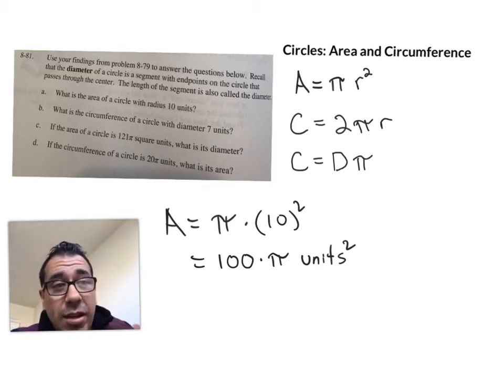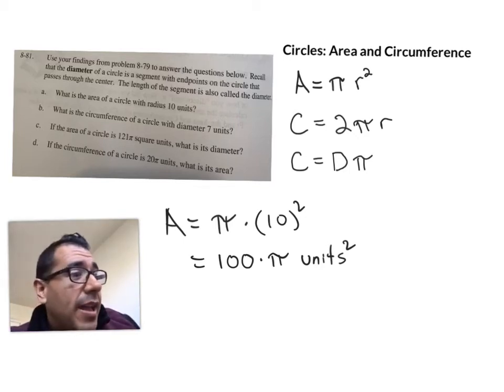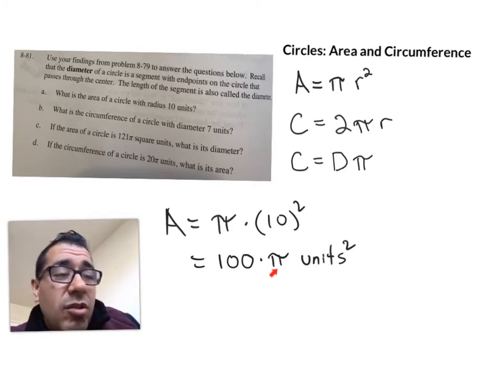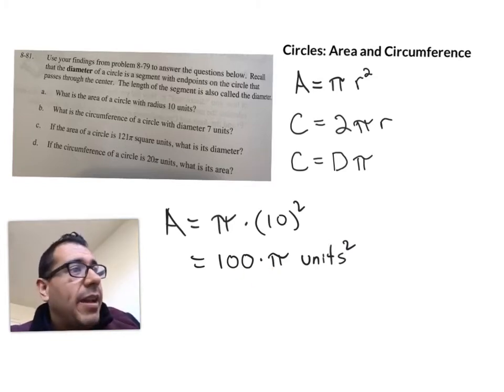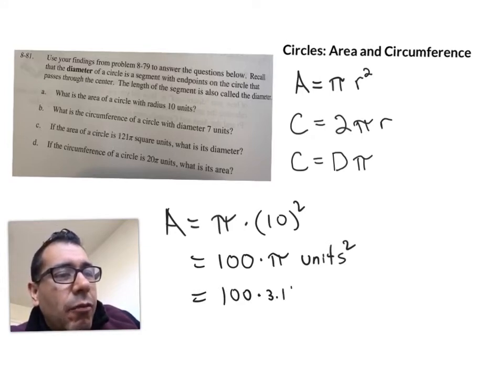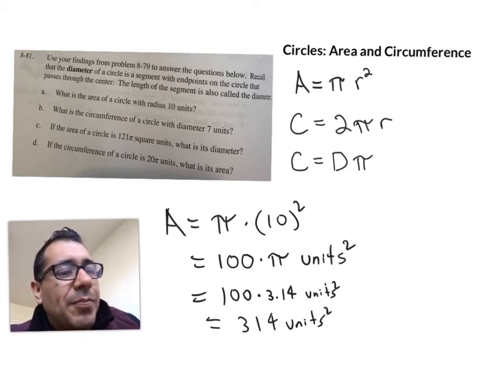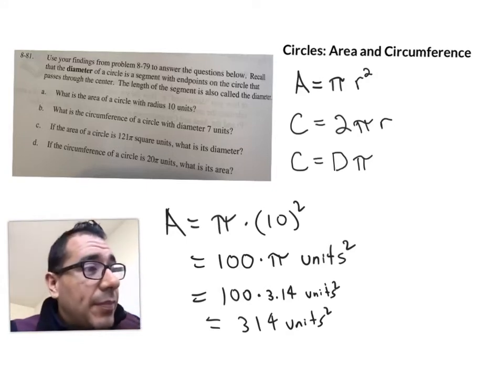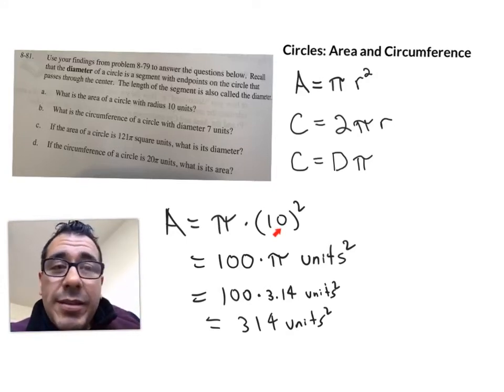If you wanted to round, you would turn this pi into 3.14 and multiply it. So if they wanted us to round, we'd just multiply 100 by 3.14 units squared. And we would end up with 314 units squared. So that would be the area of this circle with radius 10.